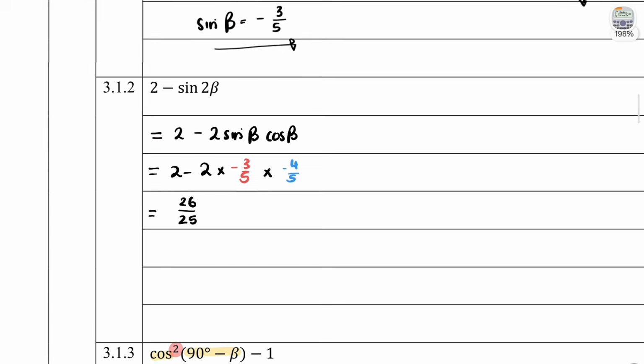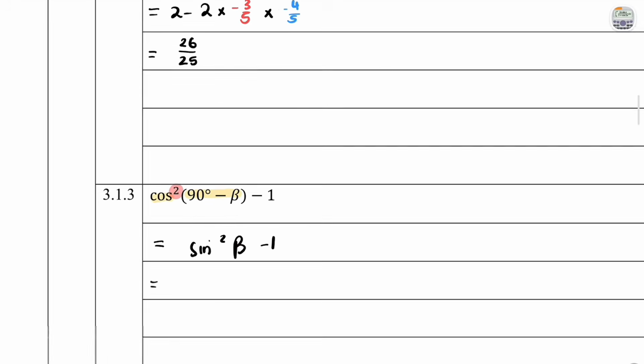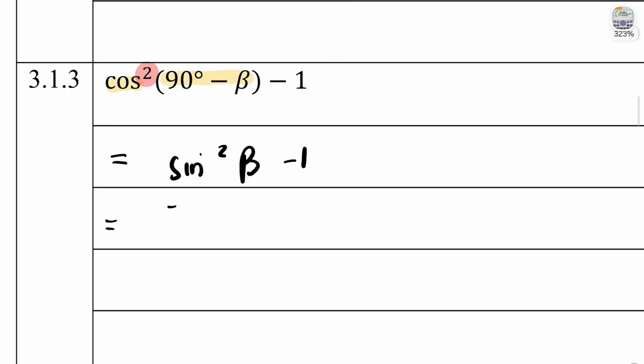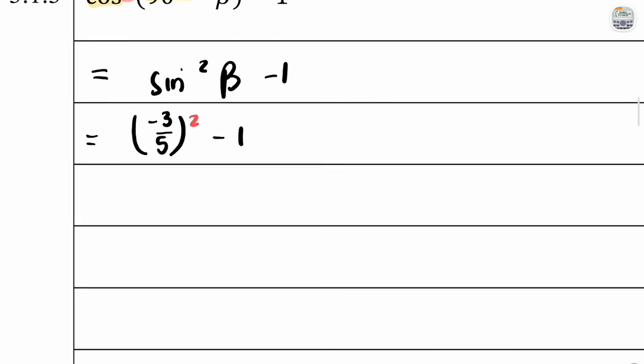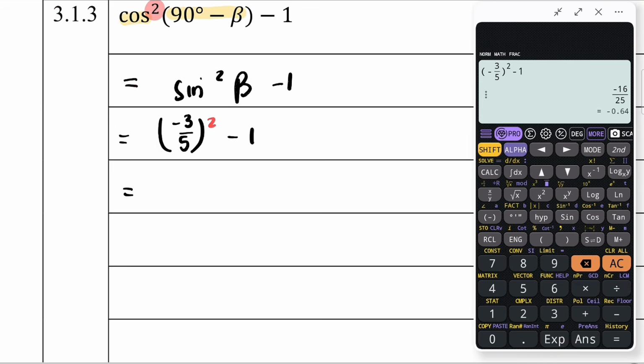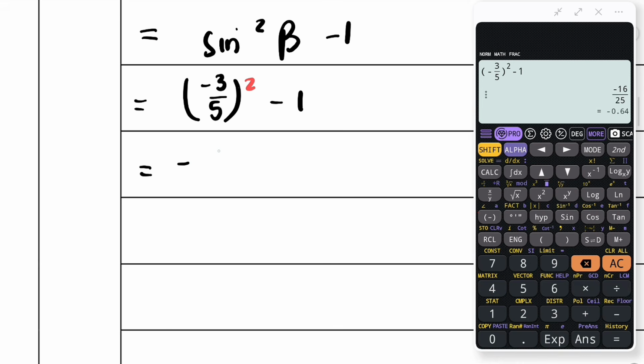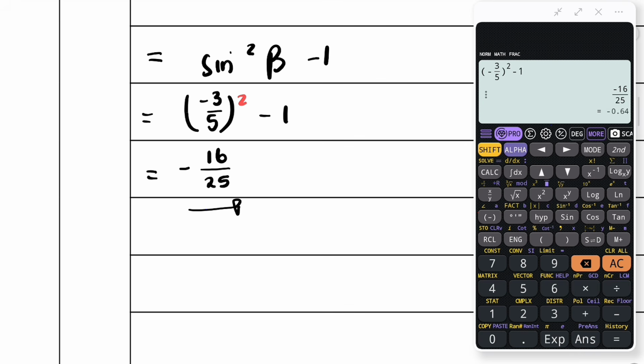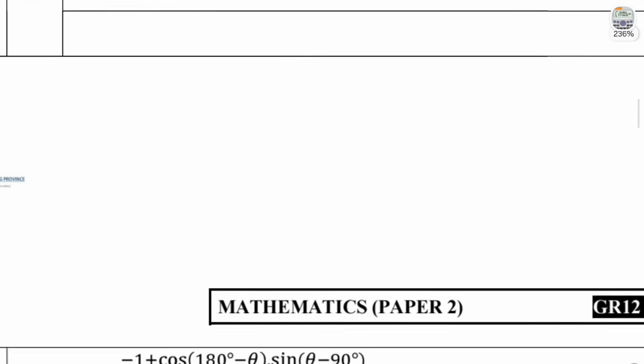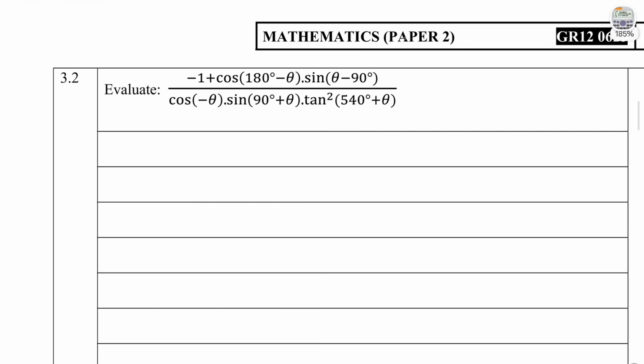We know that sine beta is negative 3 over 5. So it's negative 3 over 5 all squared and then minus 1. And you can just put this on the calculator to find your answer. Okay, and our final answer is negative 16 over 25. And that is our answer. Okay, moving on to the next question.